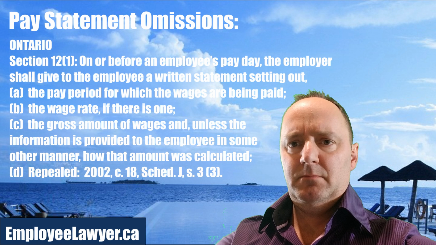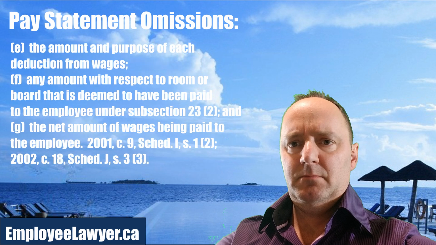D, repealed. E, the amount and purpose of each deduction from wages. F, any amount with respect to room or board that is deemed to have been paid to the employer under subsection 23(2). And G, the net amount of wages being paid to the employee. So already we are seeing some discrepancies as between Ontario and these other jurisdictions, namely New Jersey and Minnesota.